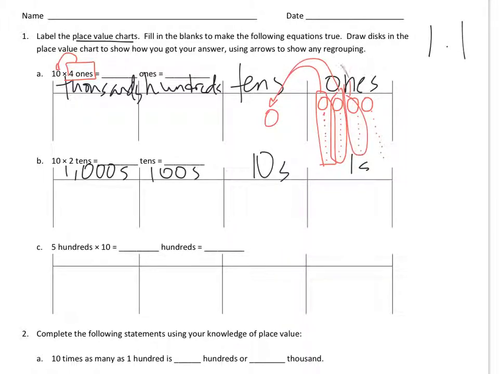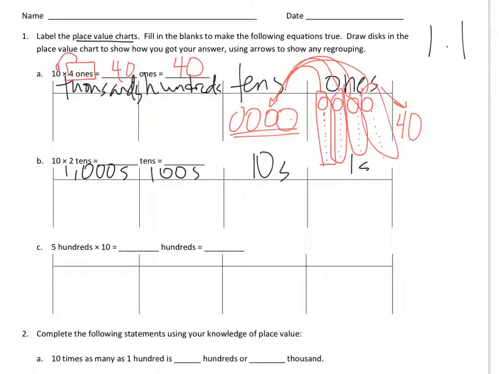So we'd have 2, 3, and then 4. What students found out is that 4 times 10 was 40 in the ones place. So that gave them 40 ones, which is the same as 4 tens or 40.